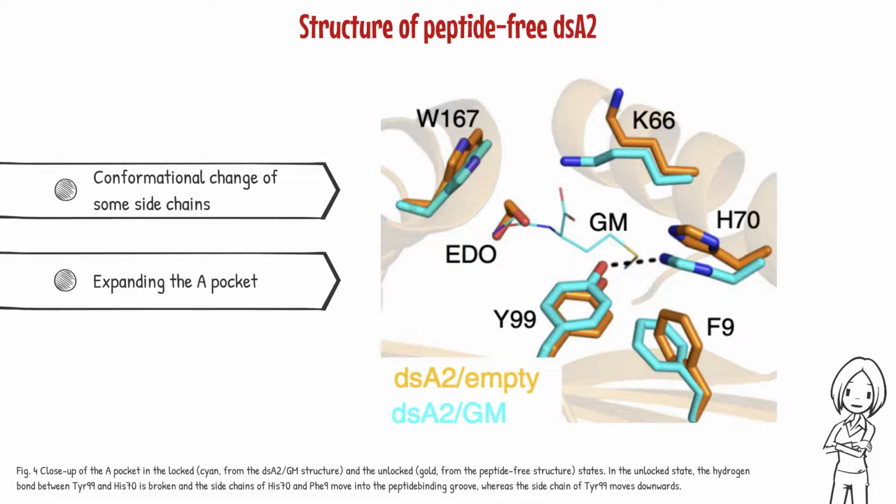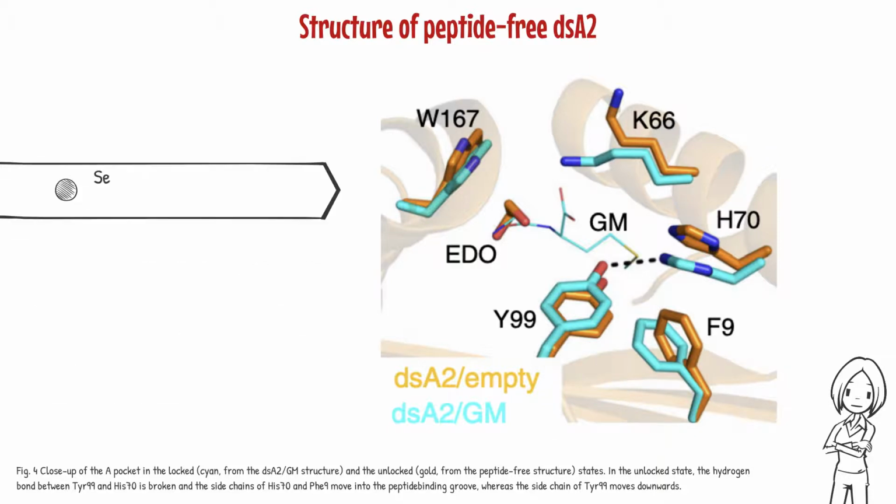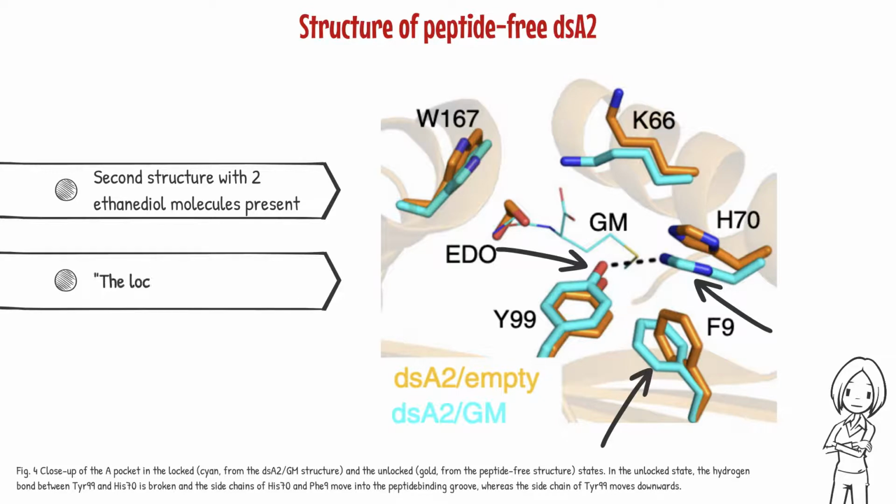The hydrogen bond between histidine 70 and tyrosine 99 is released, and an upwards movement of phenylalanine 9 is detected. The new peptide receptive conformation is called the unlocked state. In the second structure, where two ethane-diol molecules are present in the A pocket, phenylalanine 9 appears in the same conformation as in the peptide-bound structure, and histidine 70 and tyrosine 99 engage in weak hydrogen bonding. This state resembles the peptide-bound state called the locked state.